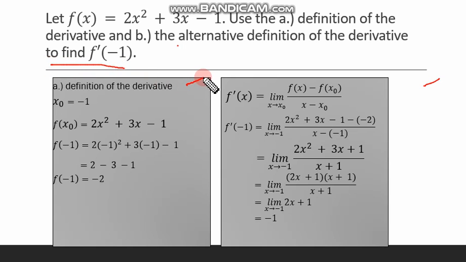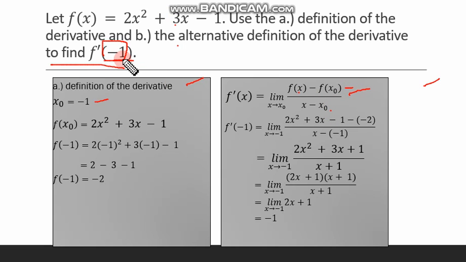Okay, so for the first method, the definition of the derivative, the slope of a tangent line. The given here is x sub 0 at x is negative 1. We don't have the f of x sub 0 yet, and it's very useful for our formula for the definition of the derivative, which is f prime of x is equal to the limit of f of x minus f of x sub 0 over x minus x sub 0 as x approaches x sub 0. And again, the f of x is given, while the f of x sub 0 is unknown, but the x sub 0 is given, which is negative 1.